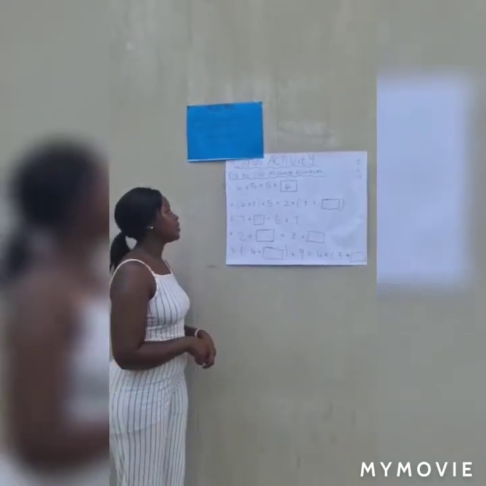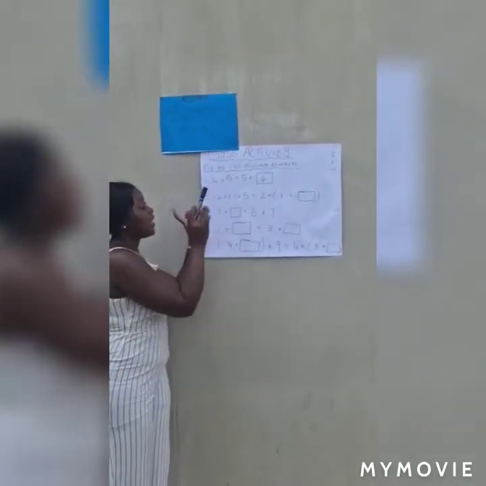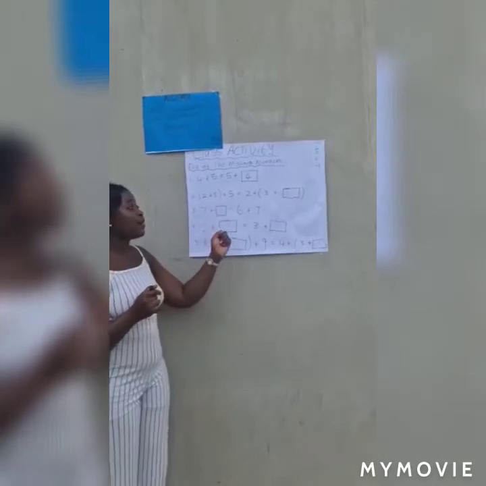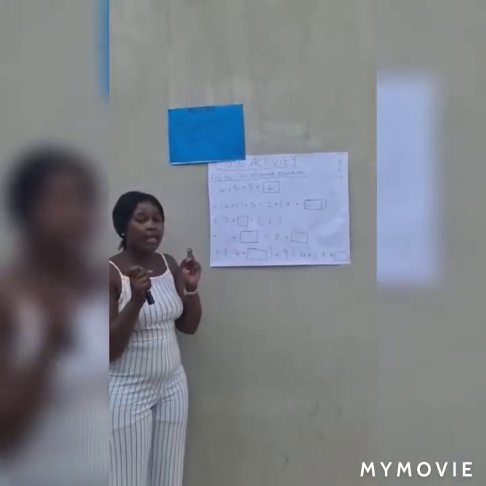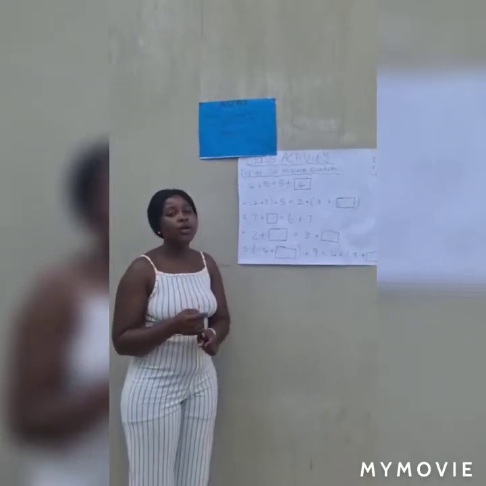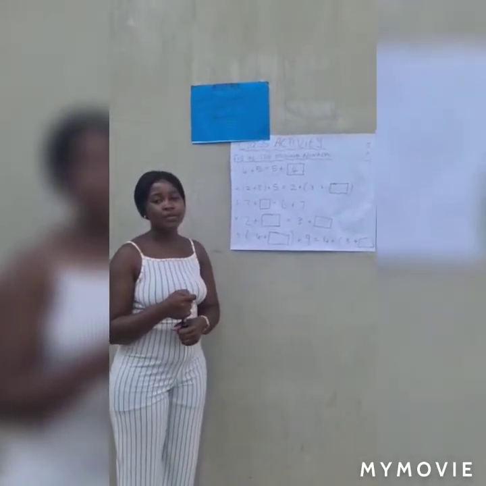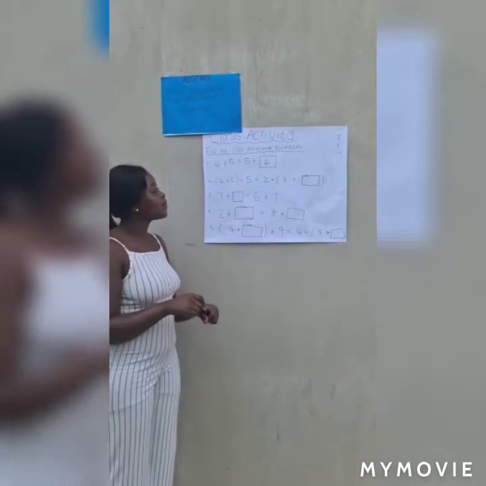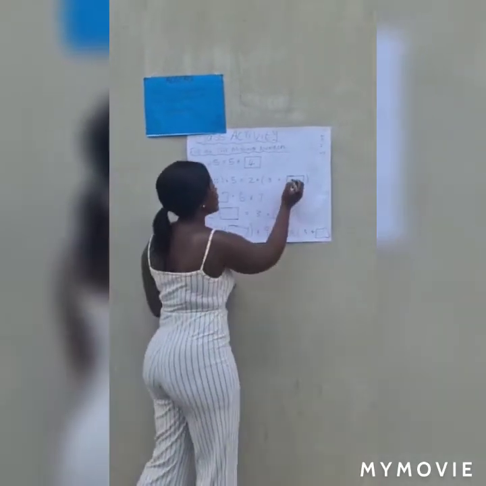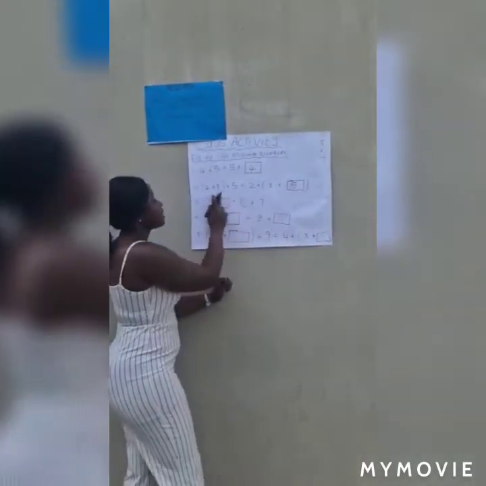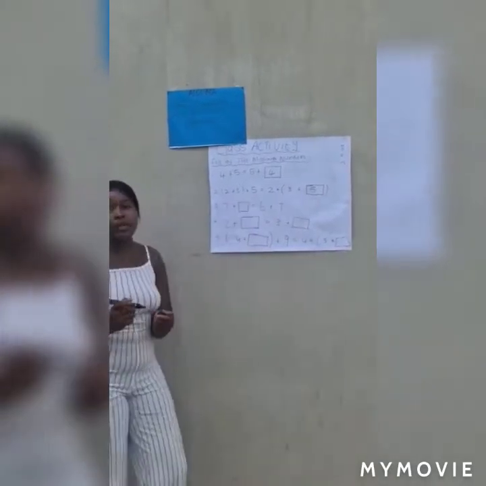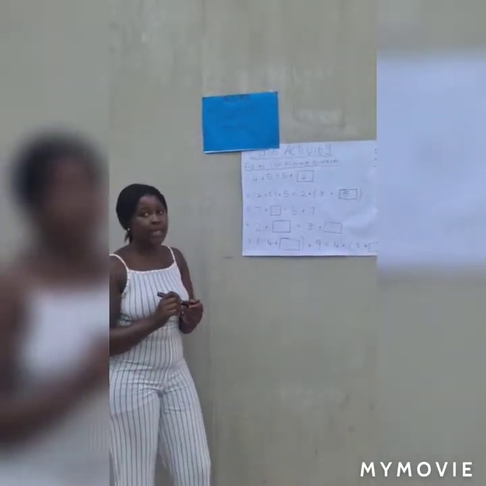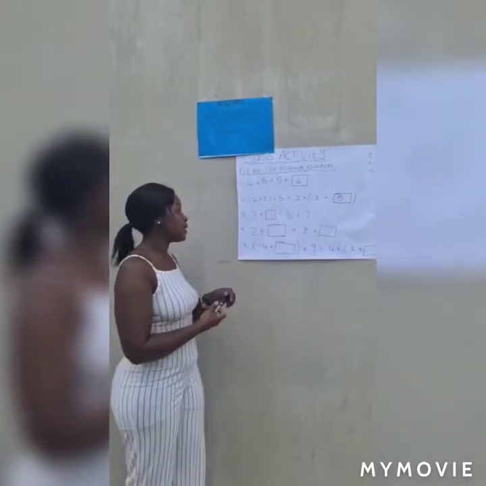Okay, second question. (2 plus 3) plus 5 is equal to 2 plus (3 plus what)? Okay, Karabo. It's going to be 3 plus 5. This is equal to this, regardless of how they are grouped. That is an associative property.